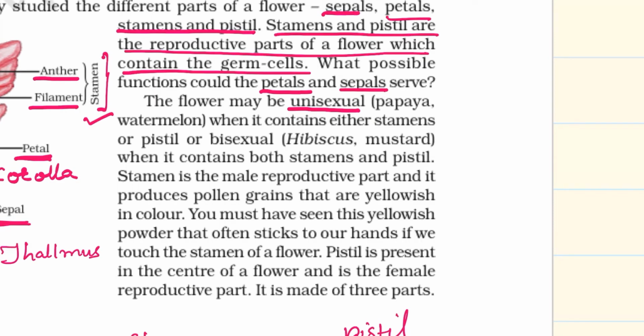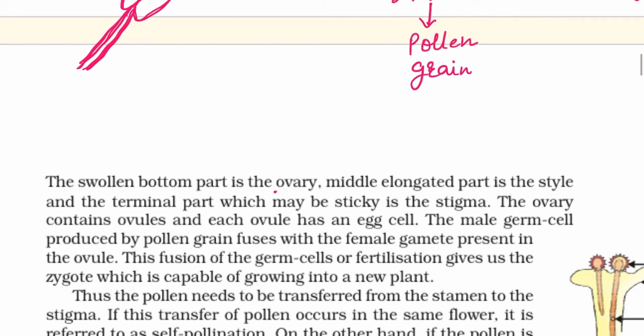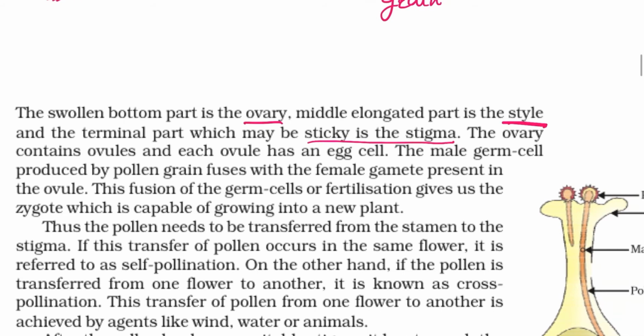Now, stamen, as we talked about, is the male reproductive part, and it produces pollen grains which are yellowish in color. The powdery substance which sticks to your hand when you touch a flower is the pollen grains. You must have seen this yellowish powder that often sticks to our hand if we touch the stamen of the flower. Pistil is present in the center of a flower and is the female reproductive part, and it is made up of three parts as we already discussed. The bottom swollen part is the ovary, the middle elongated part is the style, and the terminal part is the sticky stigma, which provides the stage for the pollen grains to germinate.